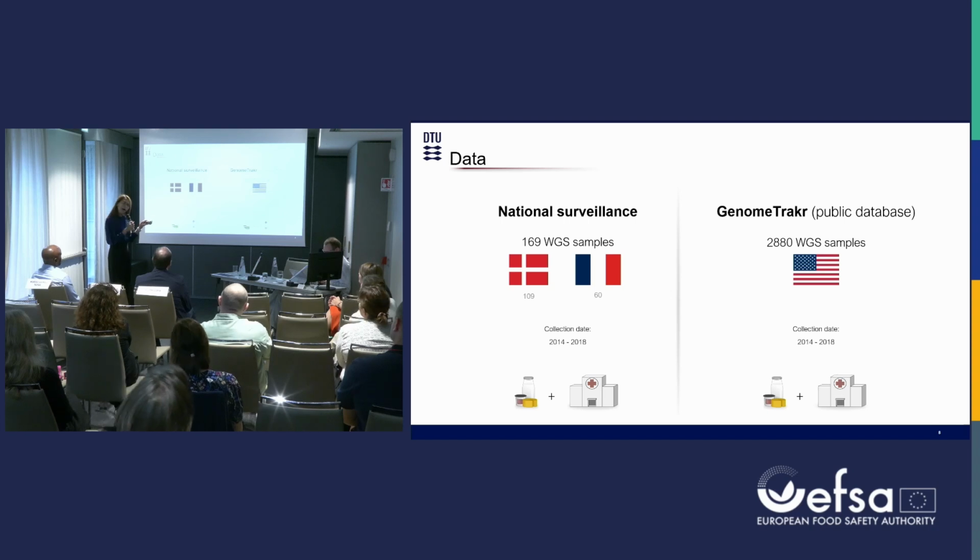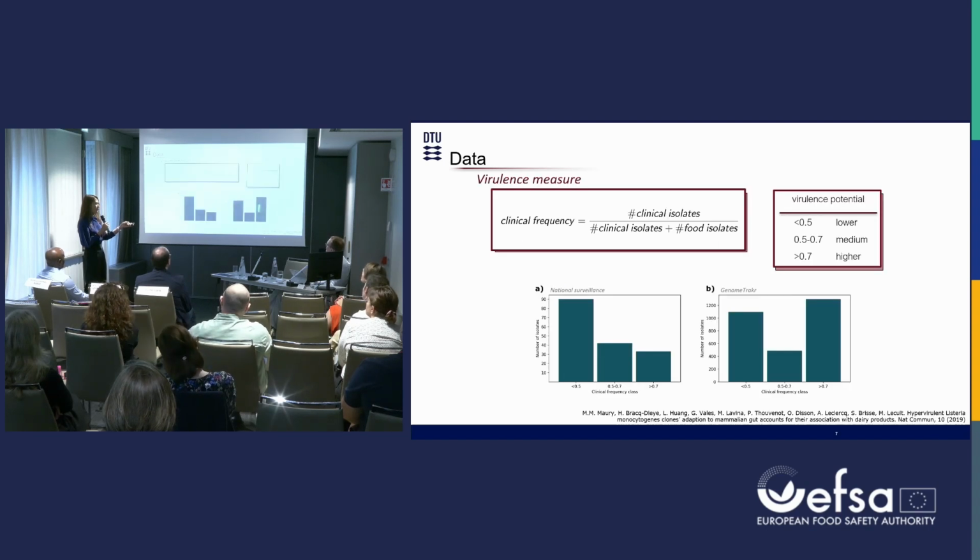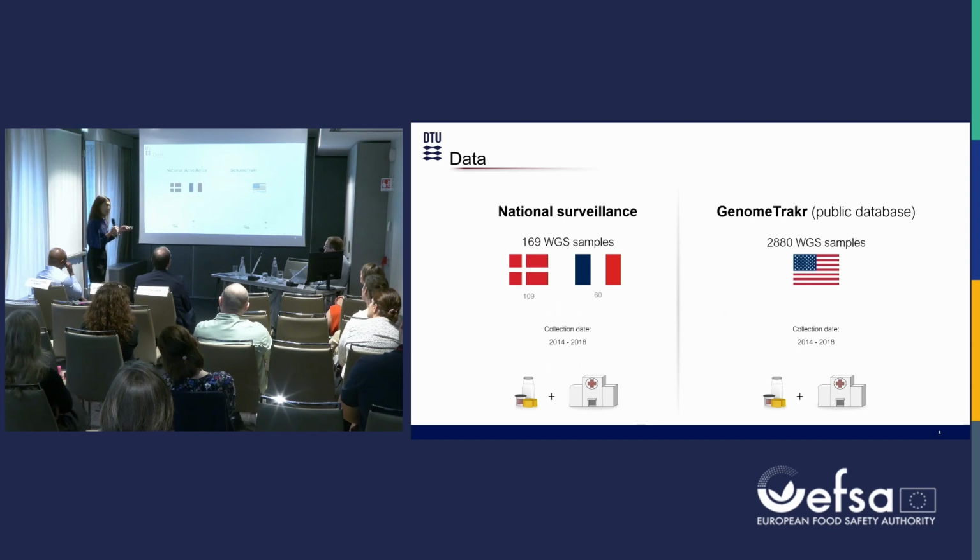Then we looked at the public data. We went to the Genome Tracker from the US, where they have all the pathogens, more than just Listeria monocytogenes. We took those in the same time period and looked at whether each isolate is food related or clinical related, and thus we can get the same virulence potential percentage. But if you go back here, look at this. They have a very high number of very high virulence potential genomes. That's no surprise because most of the reported ones are human strains. But anyway, the good thing is they have so many genomes compared to the national surveillance. Of course, we took them all when we were trying to build the machine learning.